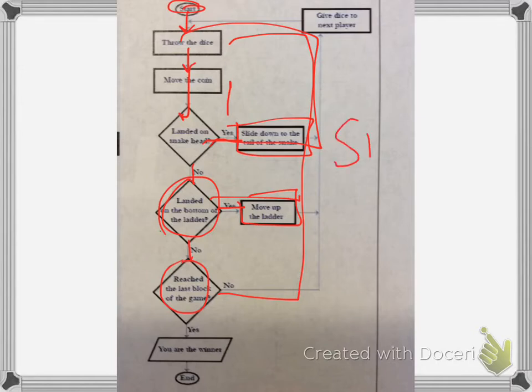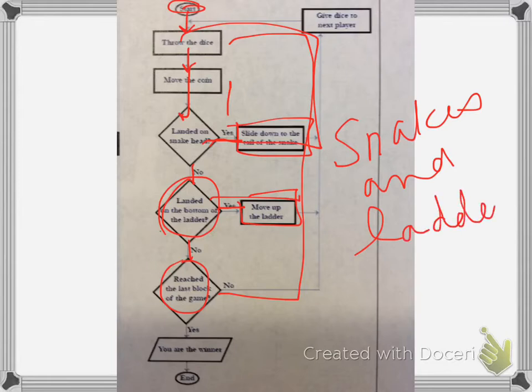I think this is how we play the game called Snakes and Ladders. This is a children's game, if you didn't know that. But this flowchart is telling us how to play the game.